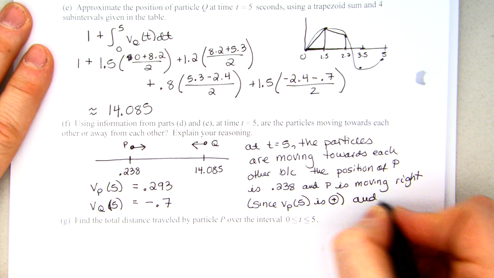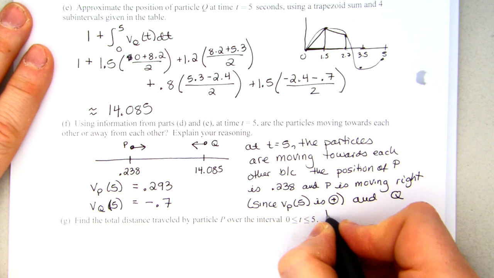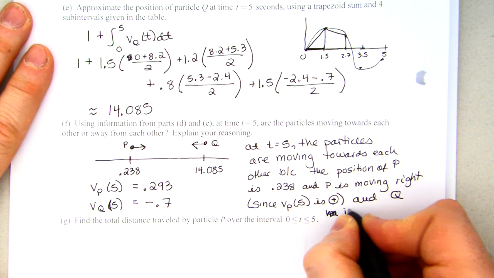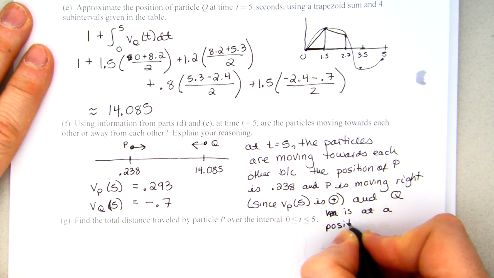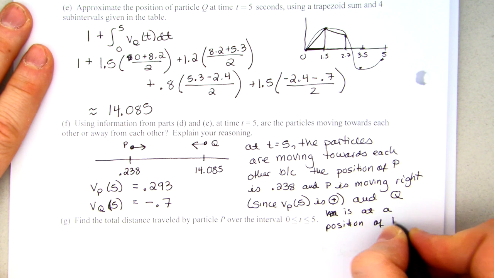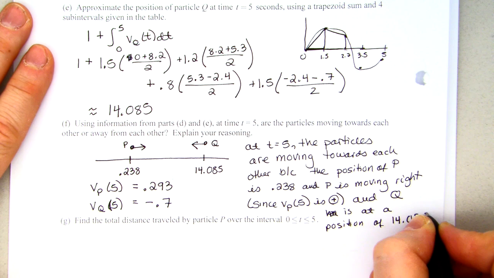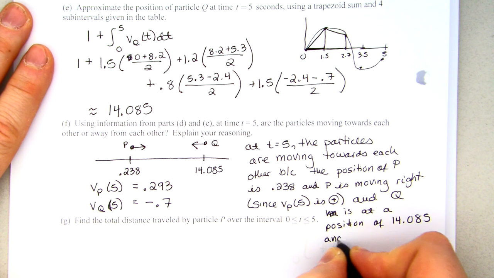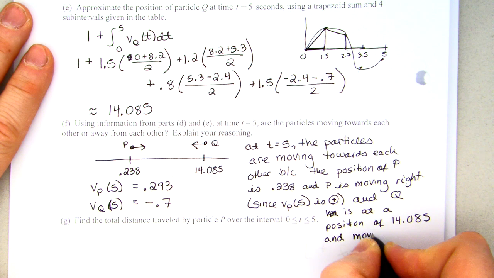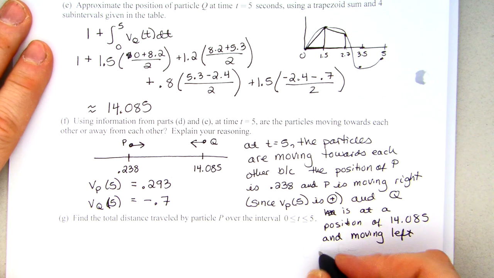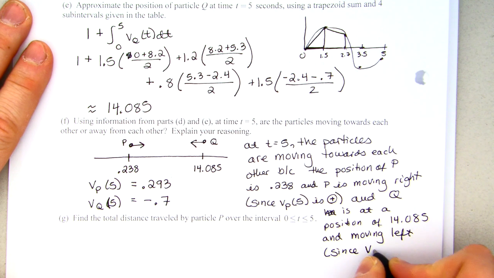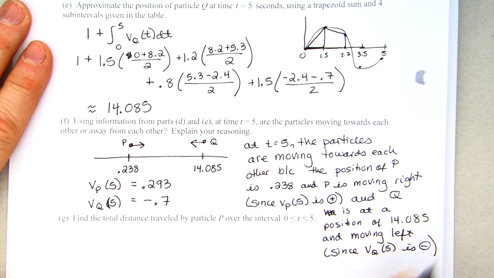And Q is at a position of 14.085 and moving left. Again, justify that part as well, since V sub Q of 5 is negative.